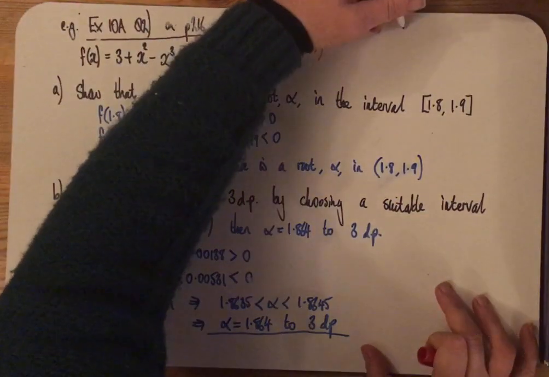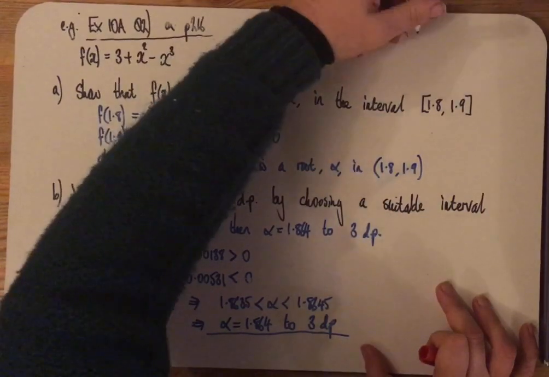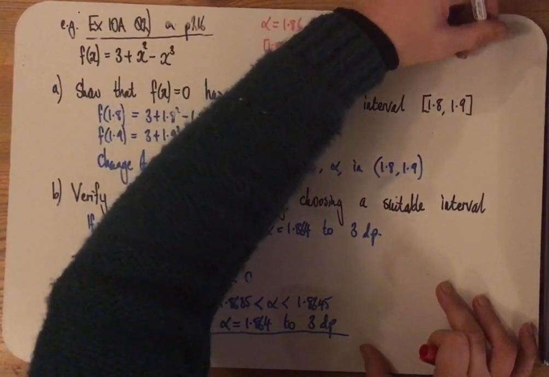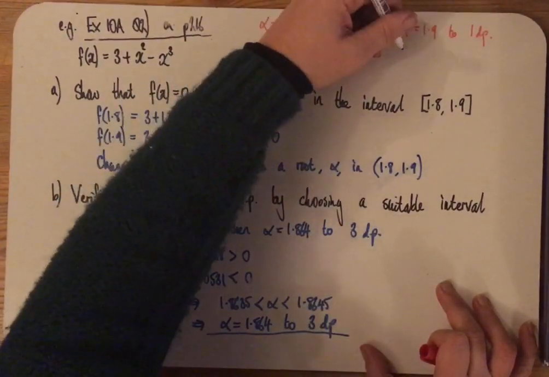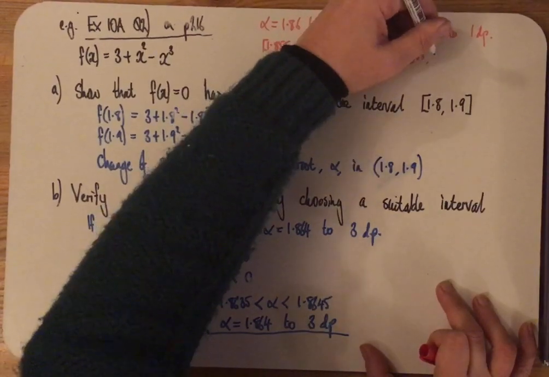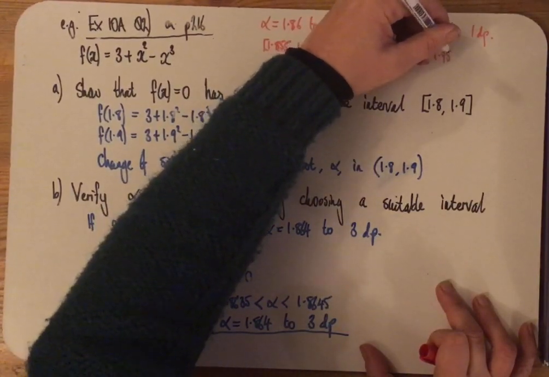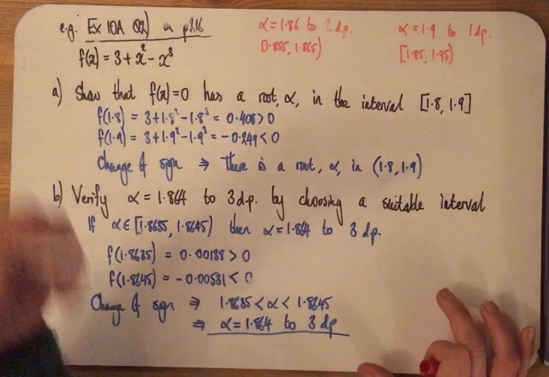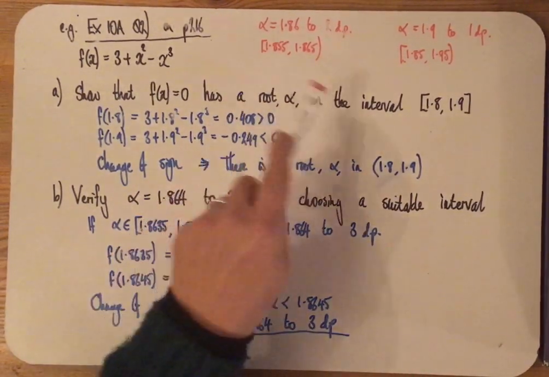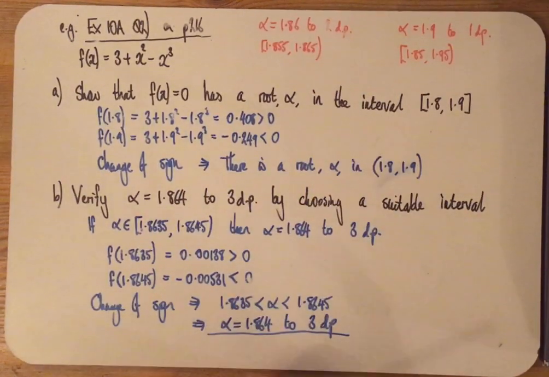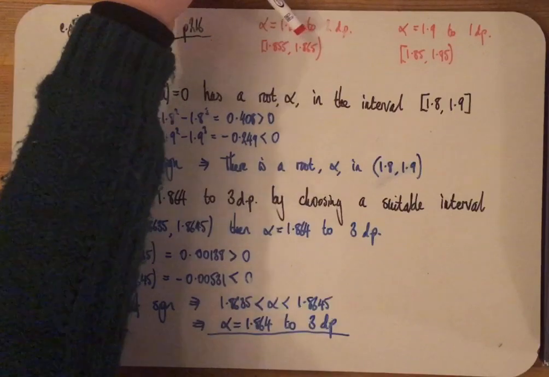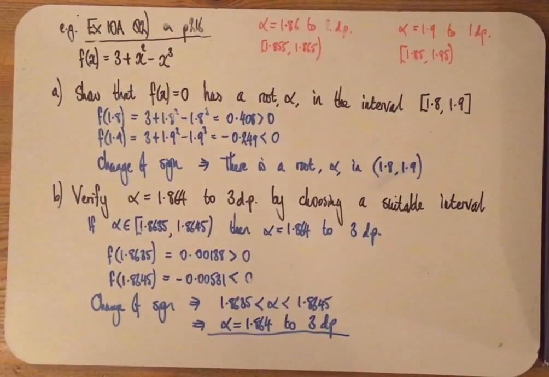If you were looking to prove that alpha equals 1.9 to one decimal place, then you would be looking at the interval 1.85, 1.95, but you wouldn't include 1.95 because that's when you then round to 2. And you just plug in each end, show the root is between the two values, therefore in this case it would be 1.86 to 2 dp, in this case 1.9 to 1 dp.